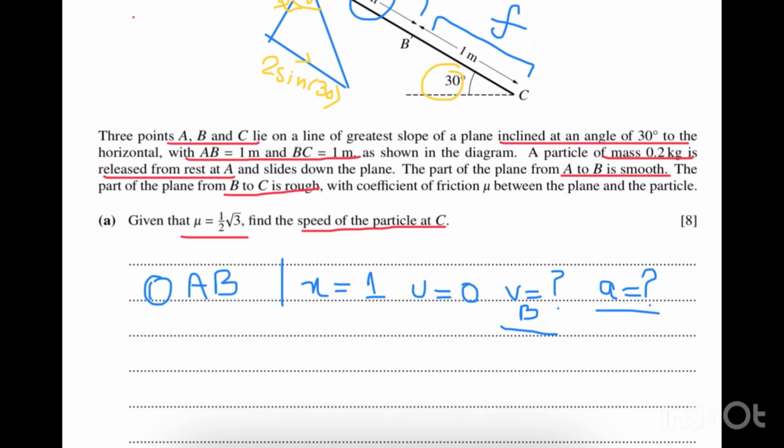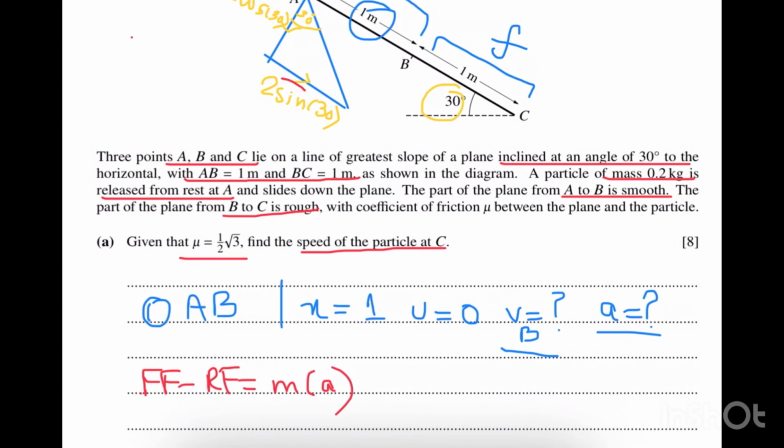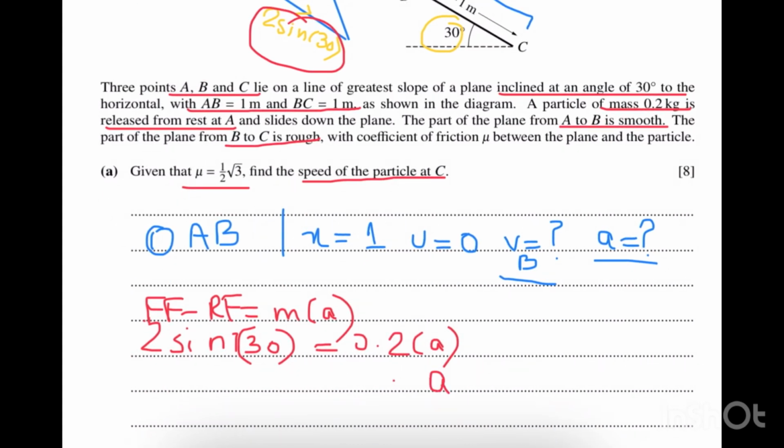We can do that using the forces formula, which is forward force minus resistive force is equal to the mass multiplied by the acceleration. So the forward force will be this 2 sin 30, and there will be no resistive force since there is no friction in AB, and the mass is 0.2. The acceleration will be 2 sin 30 divided by 0.2, which is 5. So the acceleration is 5 meters per second squared.